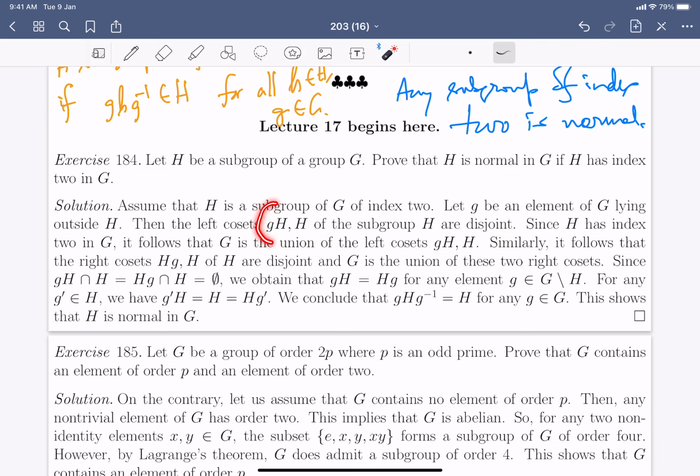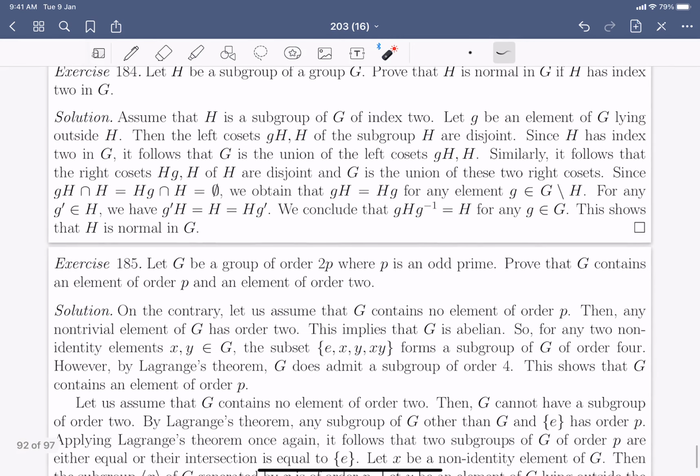Then you know that the element little g lies inside gH. So it will follow that, when gH is equal to H, the element little g is an element of this subgroup H. But that is not the case by the choice of this element little g. Great, so these two left cosets of H are disjoint.